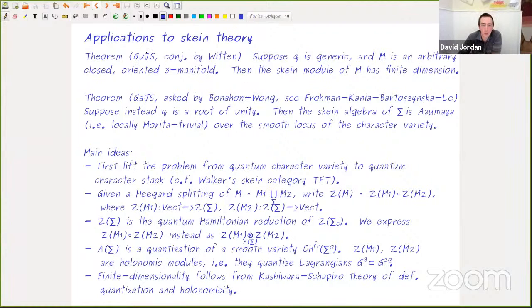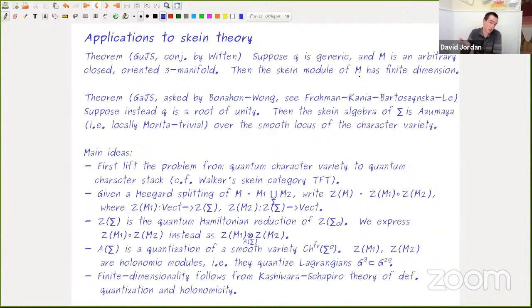So recently, with Sam Gunningham and Pavel Safronov, we proved a conjecture of Edward Witten, which is that if this quantum parameter q is generic, and if we have an arbitrary closed and oriented three-manifold, then the skein module of that three-manifold is finite dimensional. I think this is interesting because if q is equal to 1, this is very false. By the result of Bullock, Frohman, and Kania-Bartoszyńska, when q equals 1, this is the character variety of your three-manifold. It's some interesting algebraic variety. It's basically never going to be finite outside of lens spaces and the Poincaré sphere and a few examples. But nevertheless, the skein module is finite dimensional.